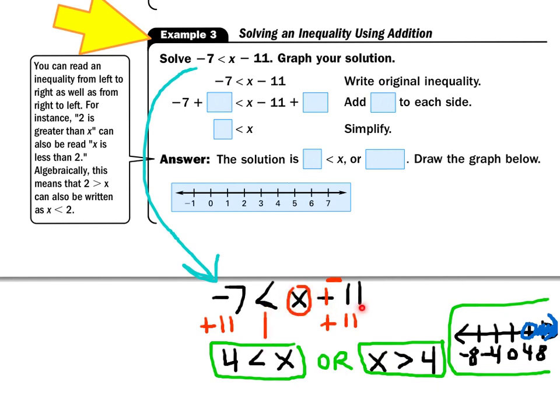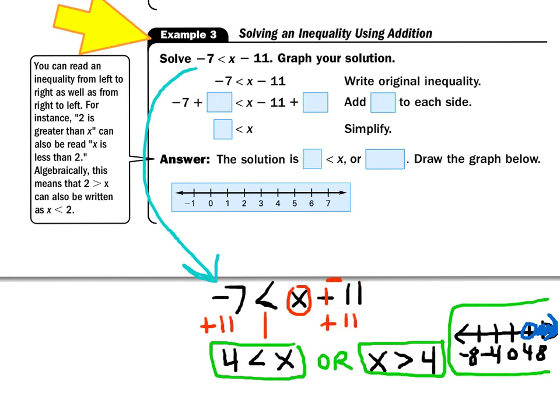Take a look at what's touching your circle, adding -11. Well, you know what we need to do to destroy that -11. We need to add +11 on both sides of the inequality. And so now I just simplified. Negative 7 plus 11 gives me 4. I copy that symbol straight down, really, really important. I bring my x straight down, and of course negative 11 plus positive 11 destroy each other, so they disappear.